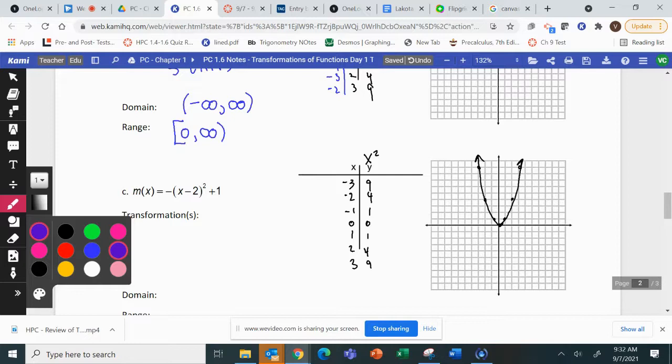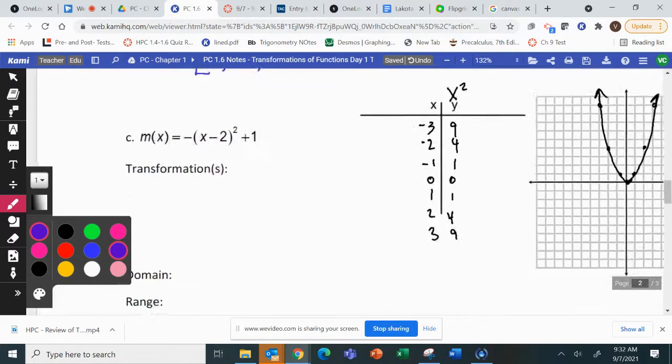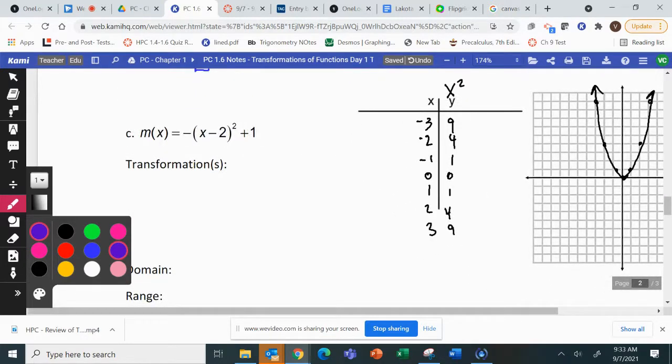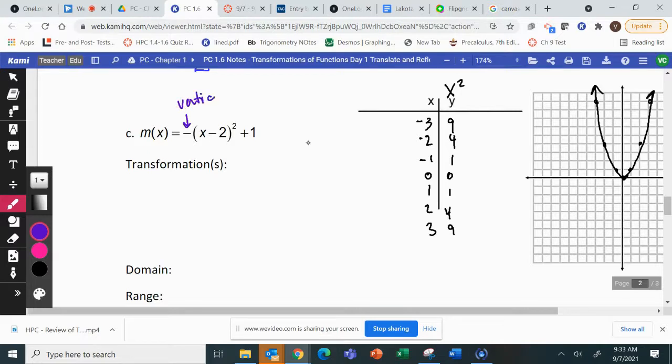I like to go left to right with my equation. So the very first thing that I come to is a negative sign. That negative sign, is that inside of the squared or outside of the squared? Outside. It is on the outside. It does not have the squared on it. So that is vertical. And that +1 is also vertical. The -2 is on the inside, so that one's horizontal.